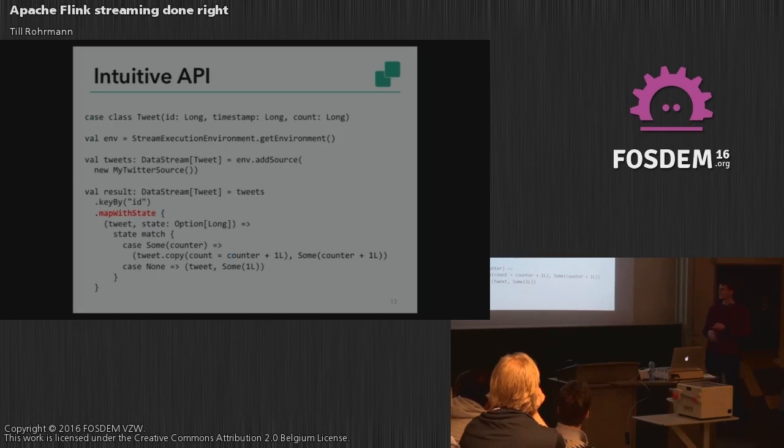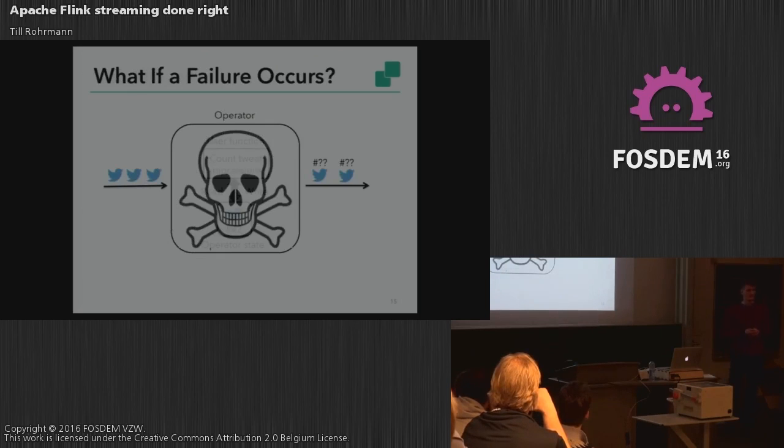How would that look like in the API? Well, the only difference to the previous program is that instead of a sum method, we call the map with state method, which takes a function which has two parameters. First parameter is the event data, so our tweet. The second is the state, which is a long, which you can use within the function to calculate the current count value, and where we increment it to reflect the new one. That is quite easy.